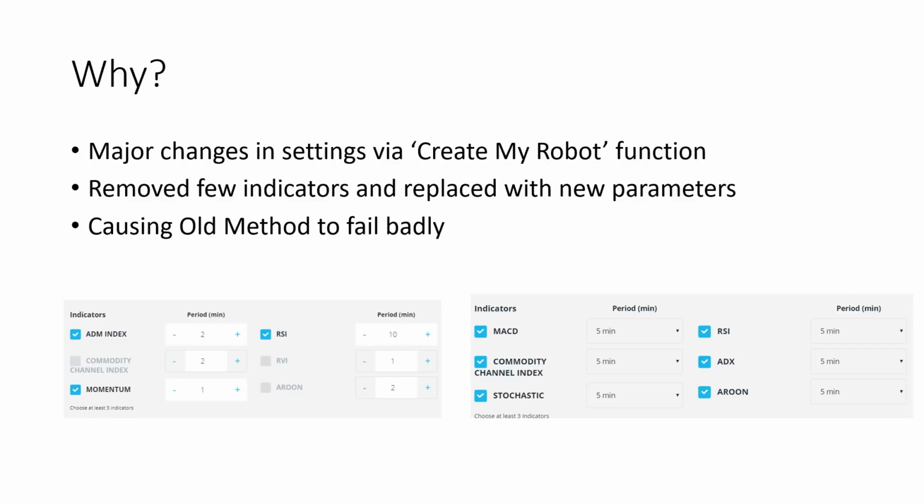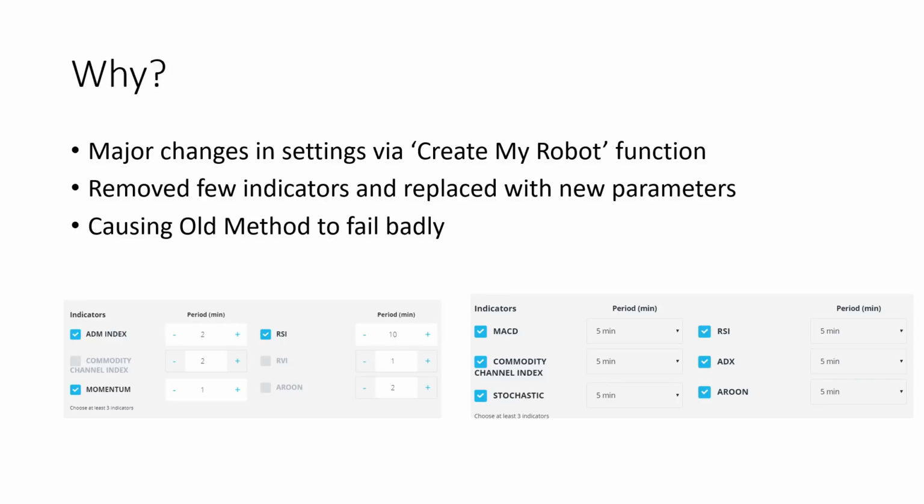They pretty much removed a few indicators and replaced them with new ones, which caused my old method, which is V1 to V5, to not be effective anymore. One of the reasons is, you can see on the left picture, there's ADM index, CCI, momentum, RSI, RVI, and Aroon. Basically ADM index, RVI, and momentum were removed, and previously my settings were using some of these parameters, and they replaced them with MACD, ADX, and stochastic.